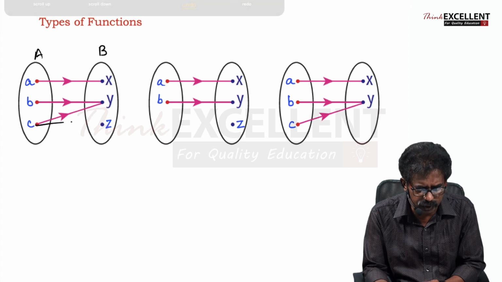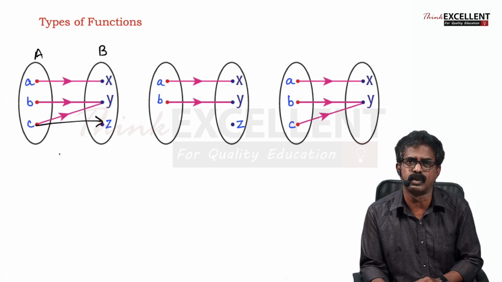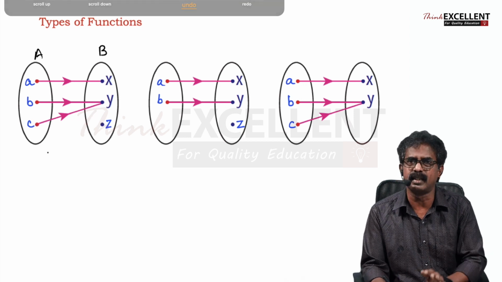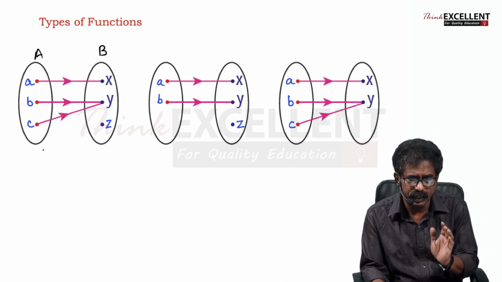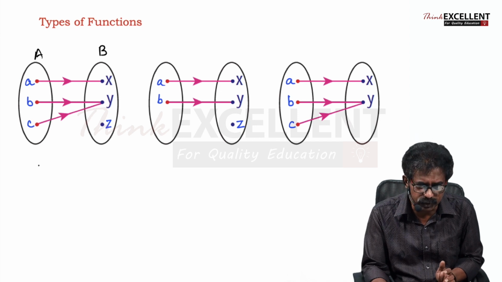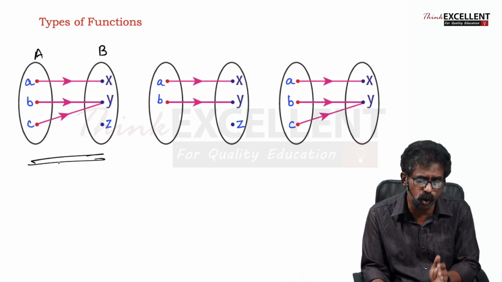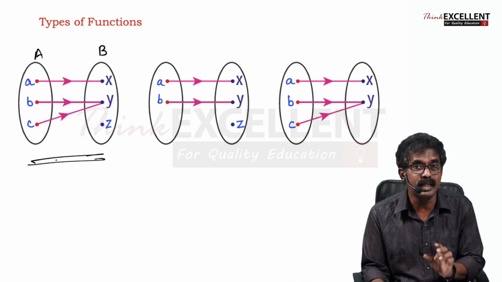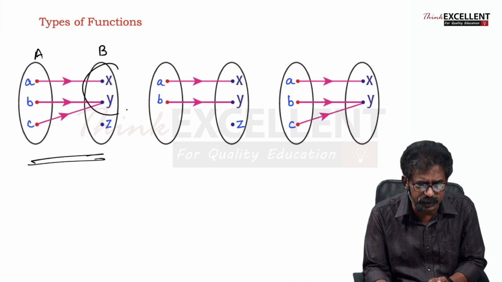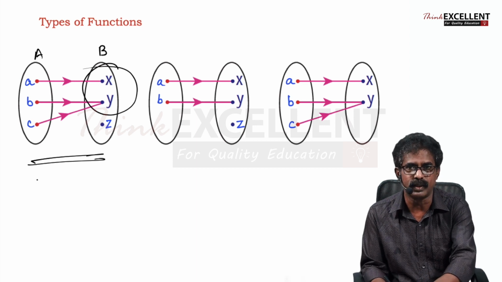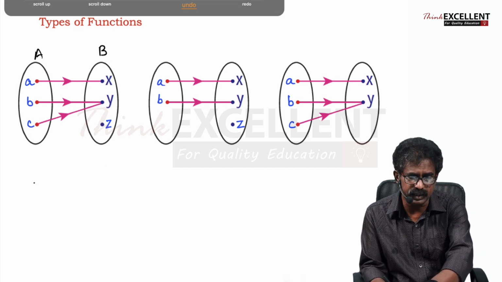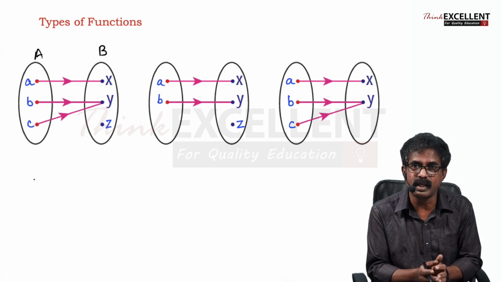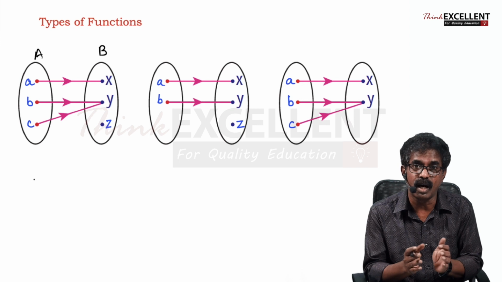Suppose C is related to Z also. We say it is not a function. Why? The element C has two images. So here it is a function only. What is the domain? A, B, C. What is the codomain? The second set fully, you take X, Y, Z. What is the range? Only the related elements, X and Y. So the range is always a subset of the codomain. In some cases, the codomain and range are the same, as in an onto function.